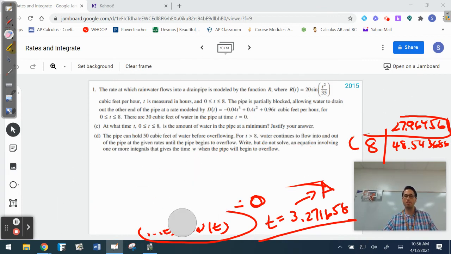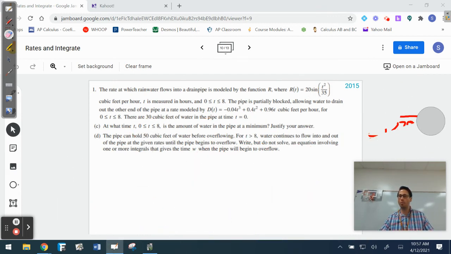Make sure you hit pause. Make sure you go back and try it on your own. We have one more to go after this, which you're going to have to try on your own, but we got to answer D. What the heck is D asking about? It says the pipe can hold 50 cubic feet of water before it overflows. Remember, there's a blockage, so it could potentially overflow.